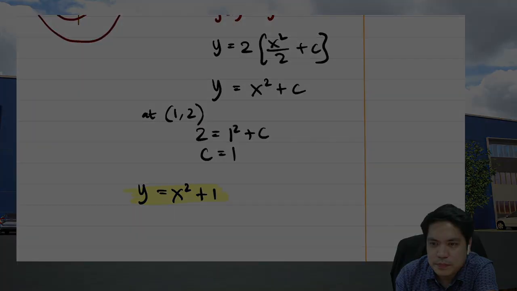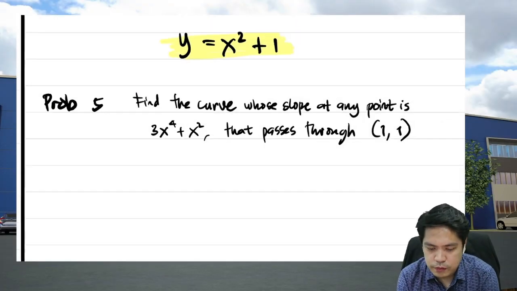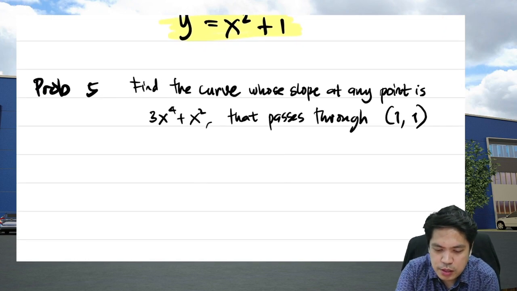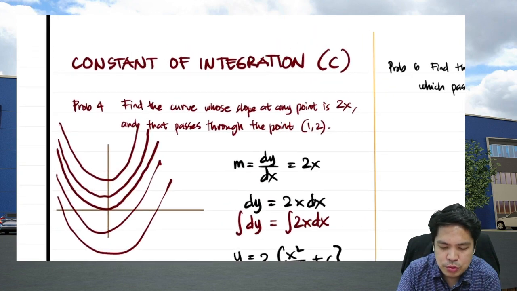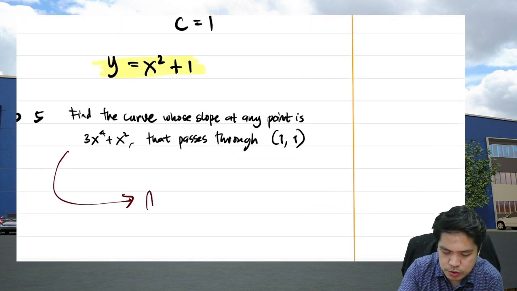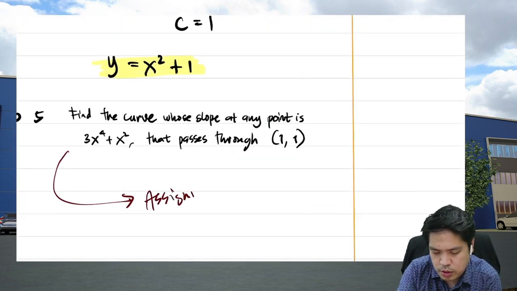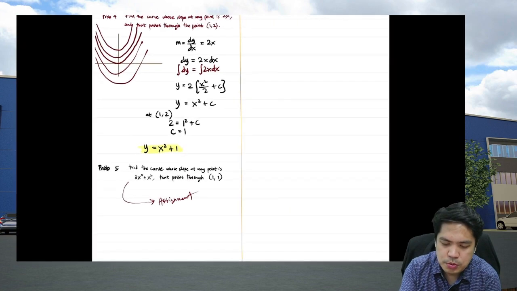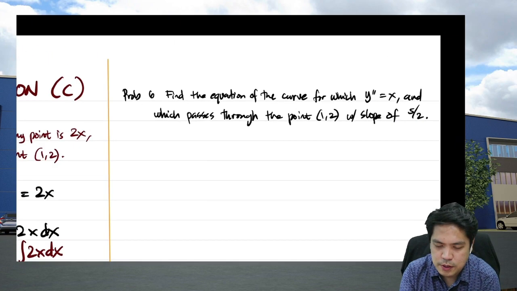Sobrang dali. Okay, for problem number 5, this would be your next assignment. So you need to solve this because this is just similar to problem number 4. So assignment pa rin to. We'll just proceed to problem number 6.